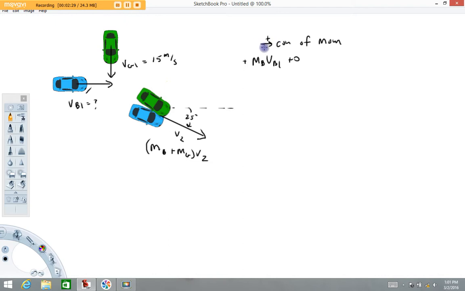However, we're looking for just this component of it, so that needs to be multiplied by the cosine of 25 degrees. So we're going to have mass of the blue car plus mass of the green car times v2 cosine 25. So this is the magnitude of the momentum after impact times the cosine of 25 degrees gives us this component of the momentum vector after impact. And again, we can put equality because of how we're defining our system. We're defining our system as both cars together. So the force of impact between these cars would be an internal force.